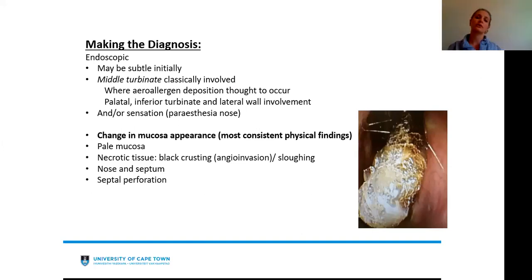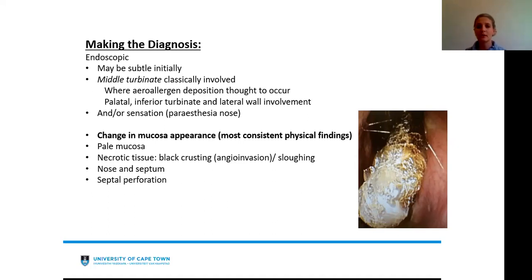So how do we make the diagnosis? Well, there's an endoscopic role to play, which in our setting was a little bit delayed because it was the COVID era, and we didn't have a COVID test for almost 24 hours. But endoscopically, it might be very subtle. Usually your middle turbinate is classically involved, and this is where the aeroallergen deposition is thought to occur. But there can also be palatal, inferior turbinate, and lateral wall involvement. They can also describe paresthesia or reduced sensation in the nose.